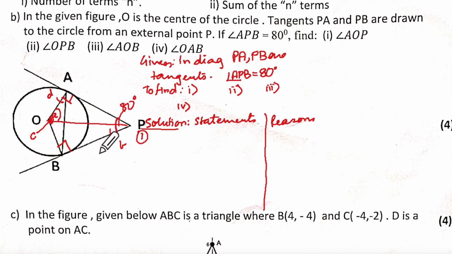I can also use the property that if tangents are drawn to the circle from an exterior point, the tangents are equally inclined to the line joining the center and the exterior point. Equally inclined means this angle and this angle are going to be equal. So this will be 40 and this will be 40. So in that case, I'm getting B before A. If I use this, then I'm getting C before I get A. That's why I told you I don't like the order in which they have asked the questions.